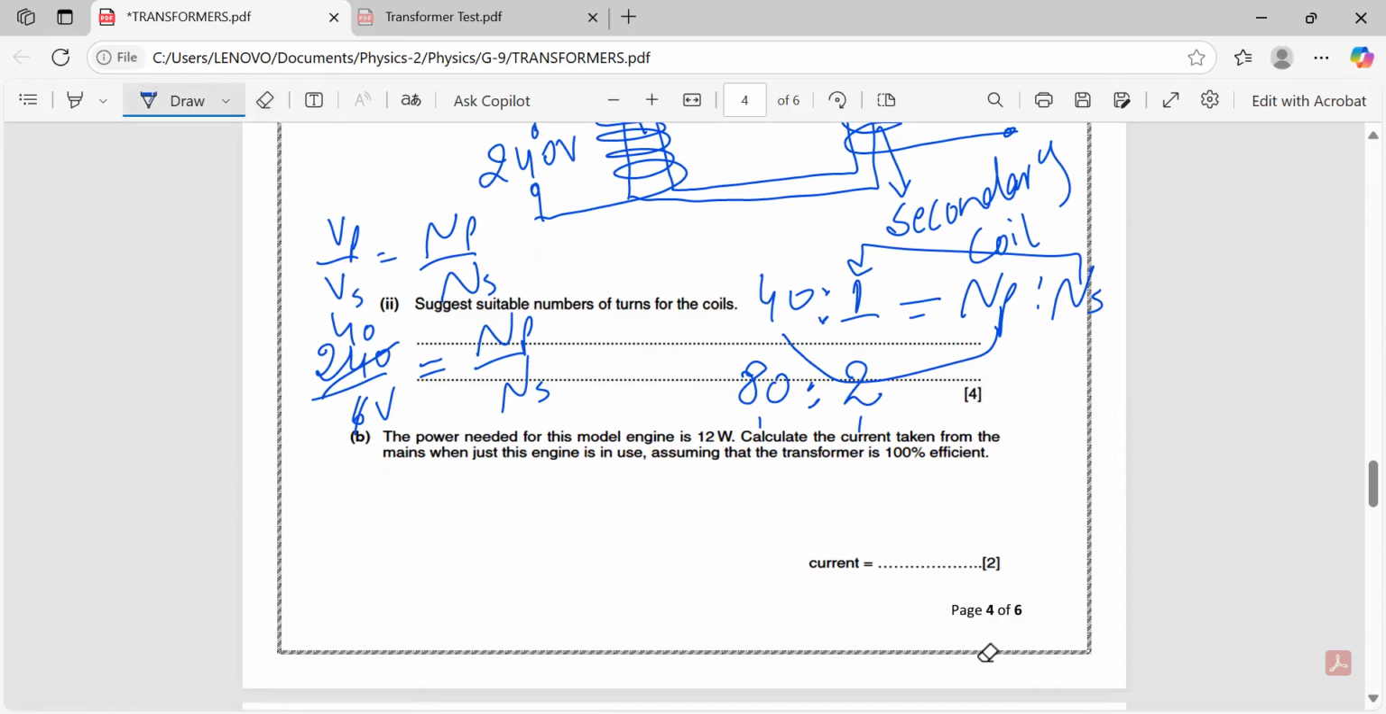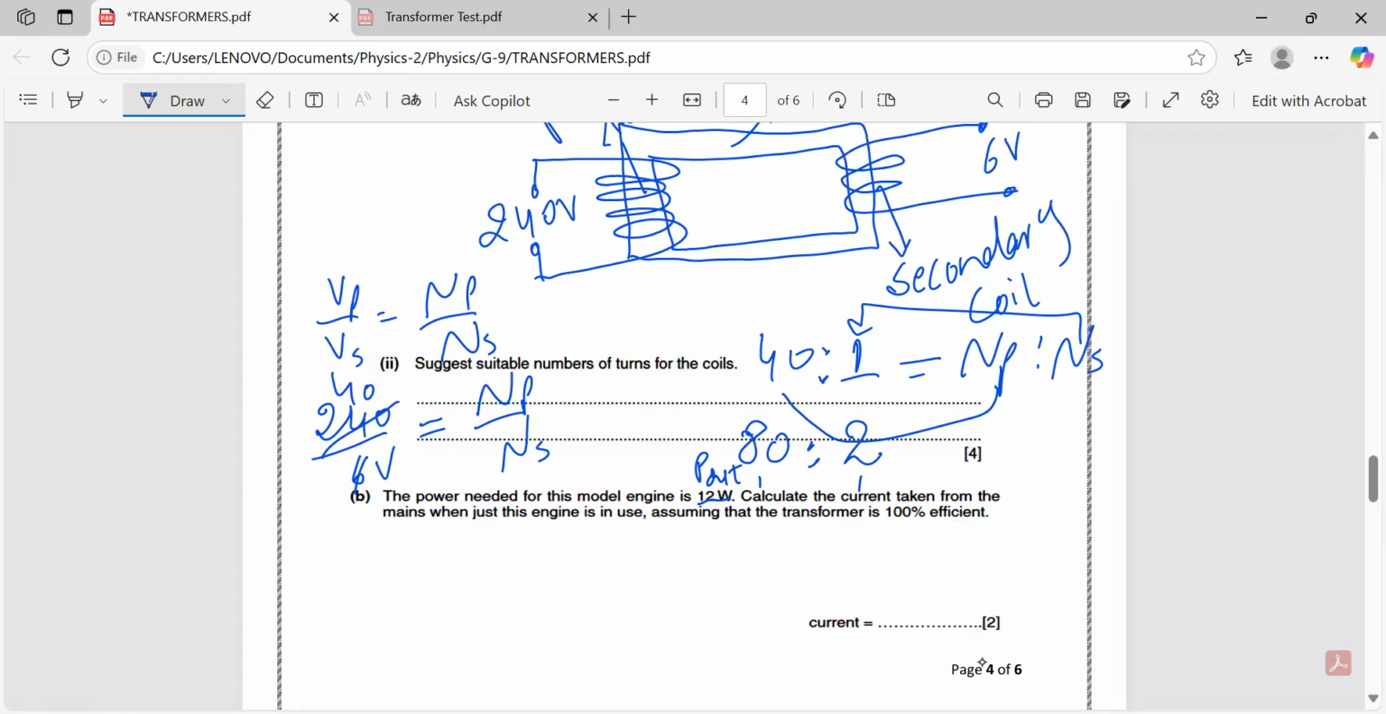The power needed for this model engine is 12 watt. Calculate the current taken from the mains when just this engine is in use, assuming that the transformer is 100% efficient. So here, this power is already given to you, which is the power output because it's needed. They need us to calculate the current from the mains, which is IP.